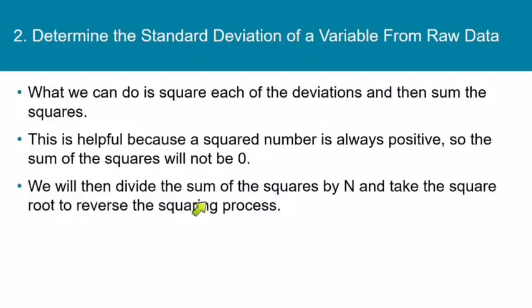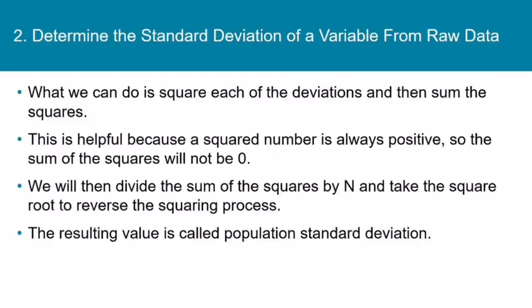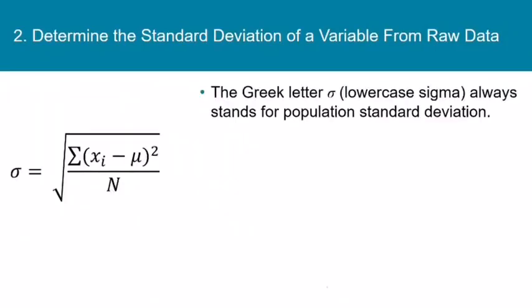And then we can divide the sum of the squares by capital N, which is our population size, and we can take the square root of the whole thing to reverse the squaring process. The resulting value is called population standard deviation. So now here's the formula for population standard deviation, and notice that it has a Greek letter for its symbol because it is a population value. The Greek letter lowercase sigma always stands for population standard deviation. S for sigma, S for standard.